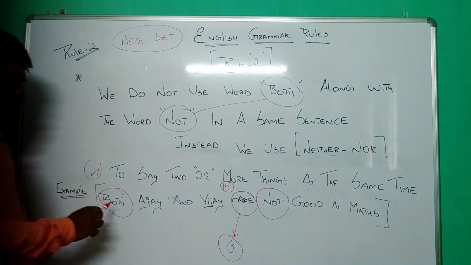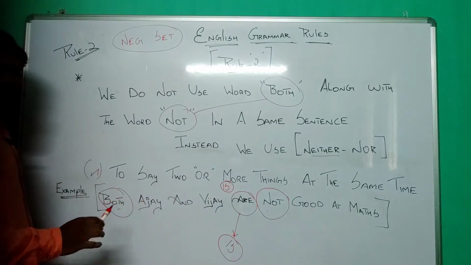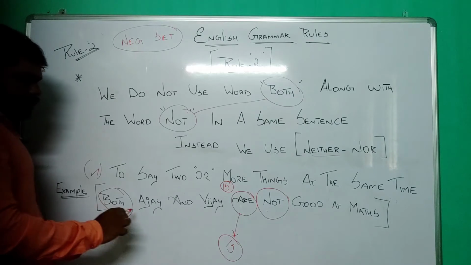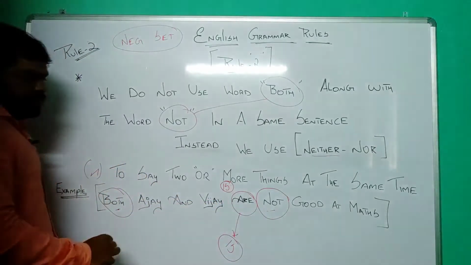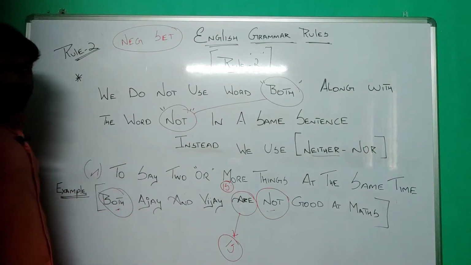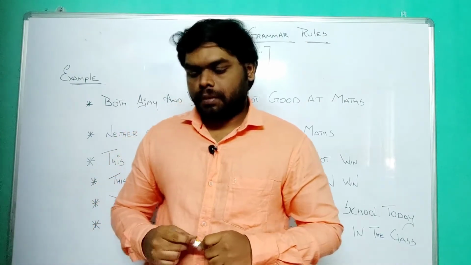And if you see both and not in the same sentence in the examination, you should mark this as wrong. Because in grammar we do not use both and not in the same sentence. Right? So let us see some more examples to understand better. Now let us see some more examples for rule number 2.